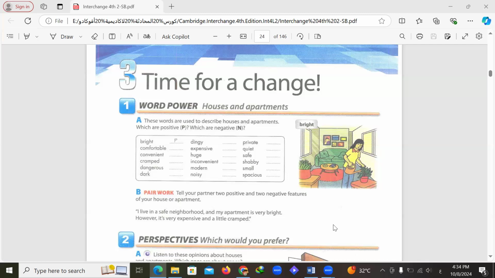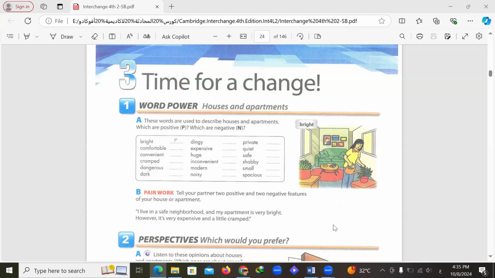Dangerous. Oh, who can live in a risky place? Living in a risky place is a negative thing. So it's a negative adjective. Dark. A dark place or dark room means no light. You need to have more electrical lights to have light in your room. So it's a negative adjective.